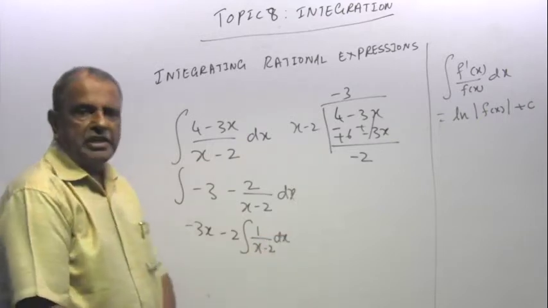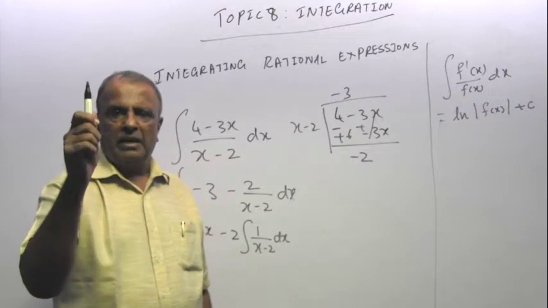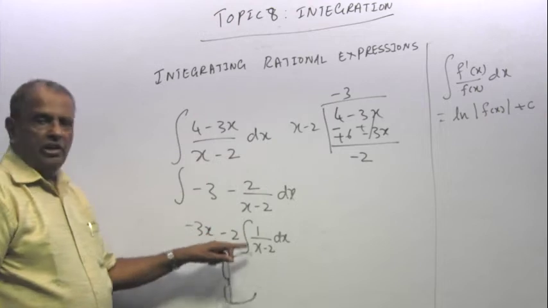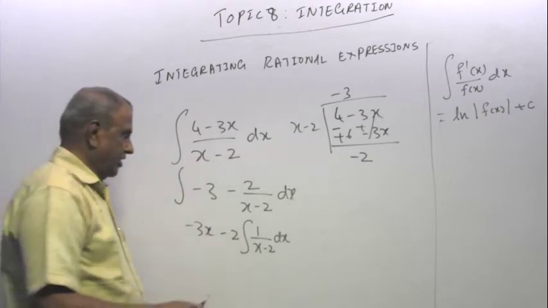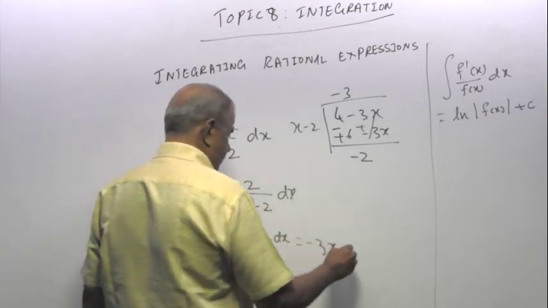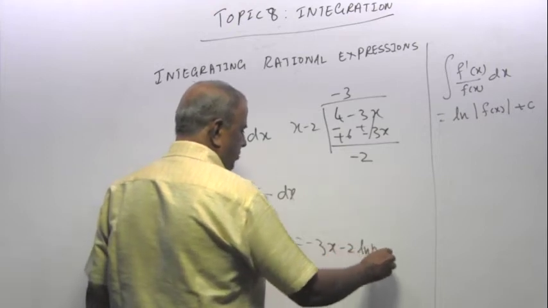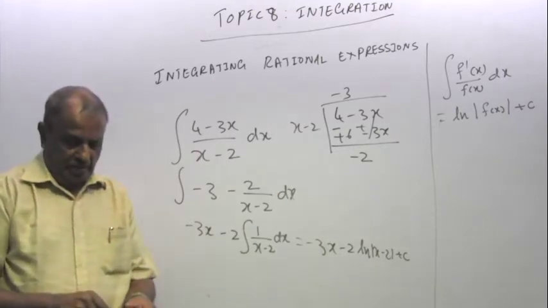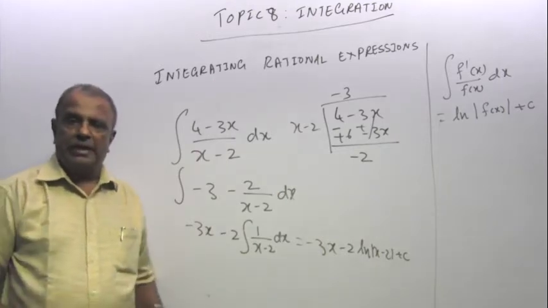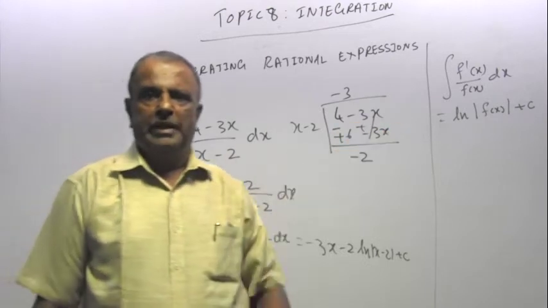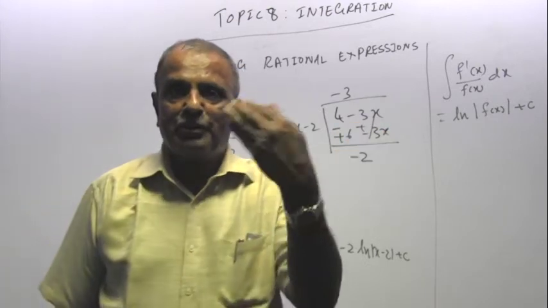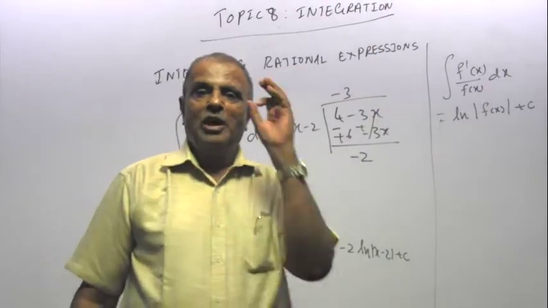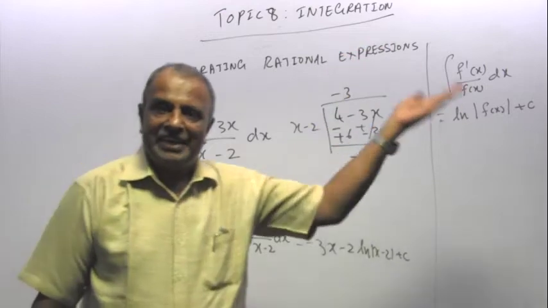What do you get when you differentiate x minus 2? I get 1. What's the numerator? 1. So numerator is f dash of x, denominator is f of x. So it is minus 3x minus 2 ln |x minus 2| plus c. So if the power of the numerator equals the power of the denominator, or if the power of numerator is more than the power of denominator, you have to first divide and then integrate.